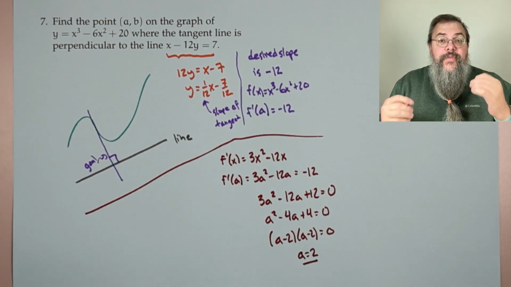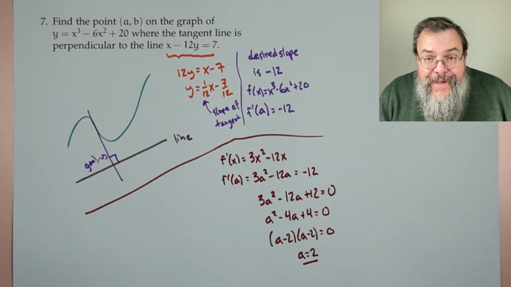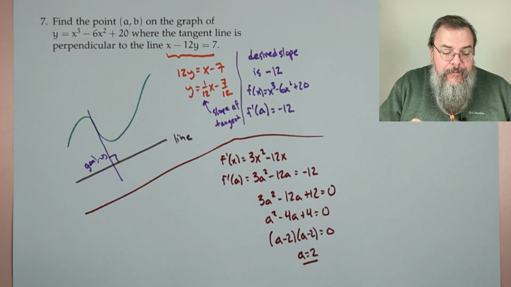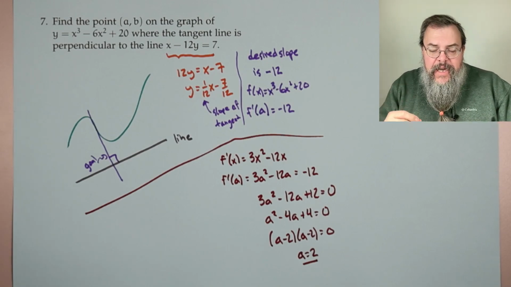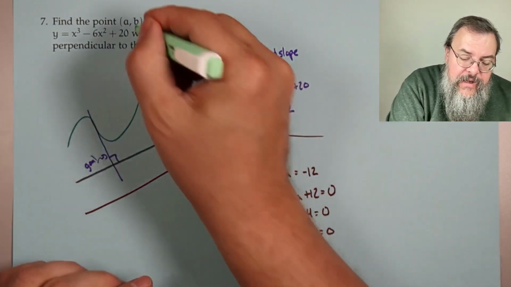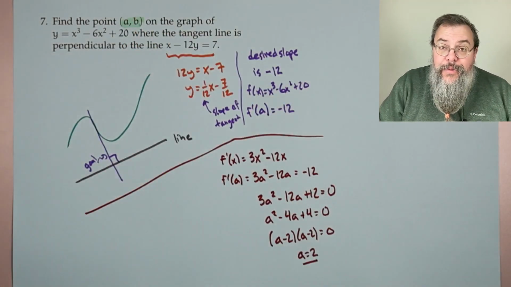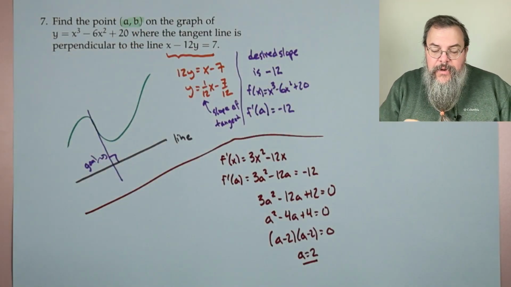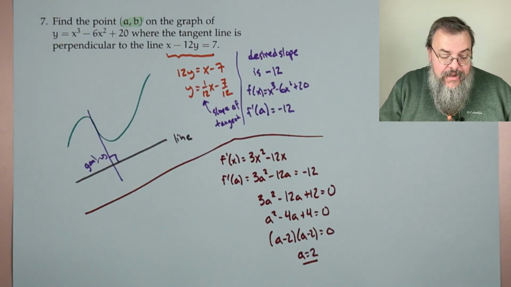No. Remember, we have to answer the question based on how it was asked. Now, it didn't ask for just the x coordinate. What did it ask for? It said, hey, I want the point. Give me the whole point. So we found A. We also need B. So how does one get B?